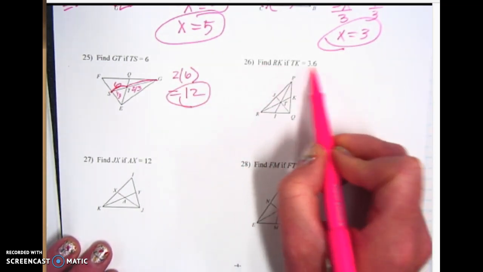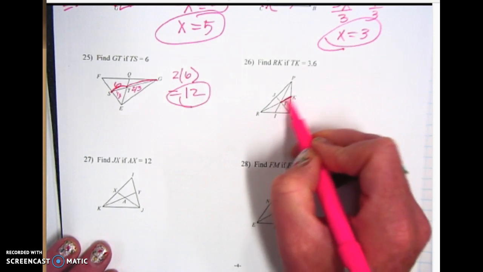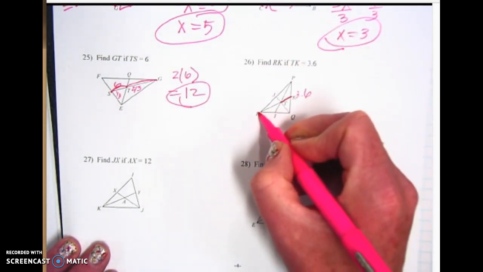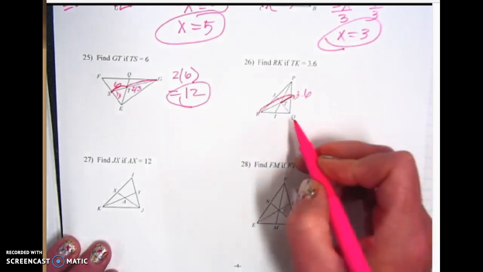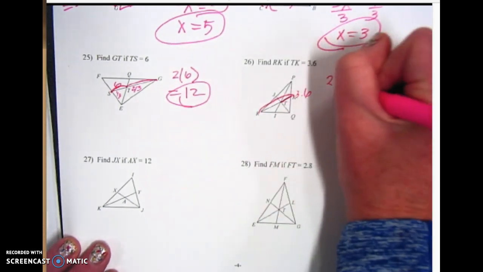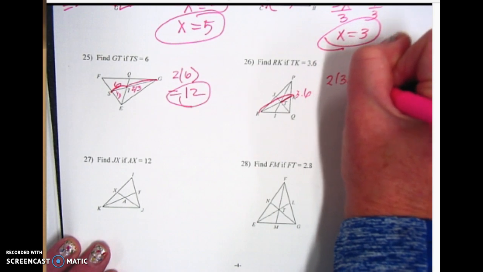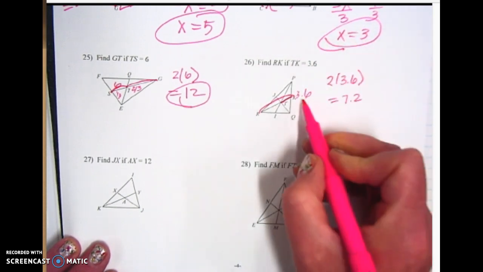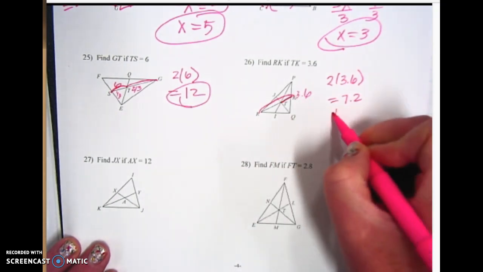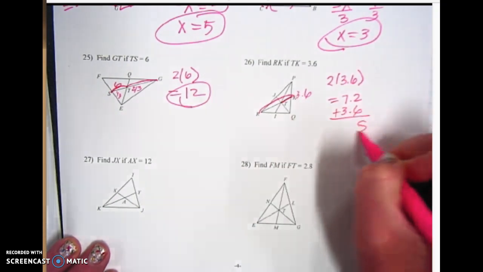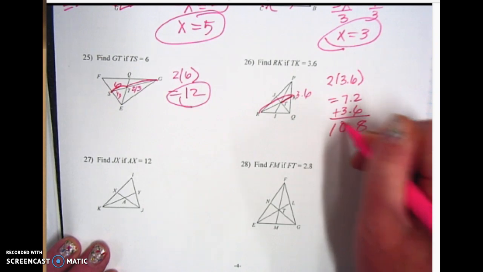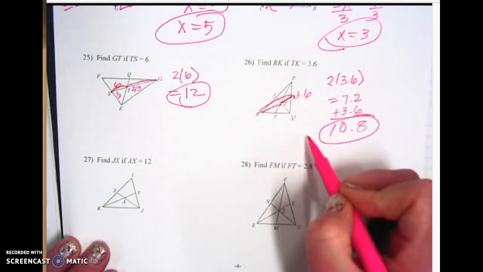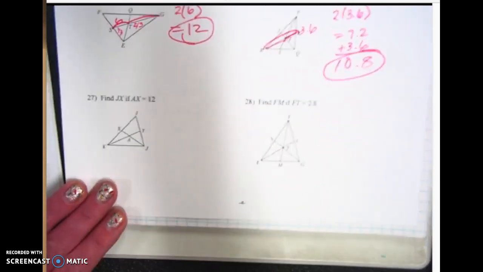26. TK is 3.6. So this short piece is 3.6. They want RK, the whole thing. So I'm just going to double the 3.6, which is 7.2, and then add back the 3.6. So we've got 10.8 for the whole thing. This is 3.6, this is 7.2, add them together.